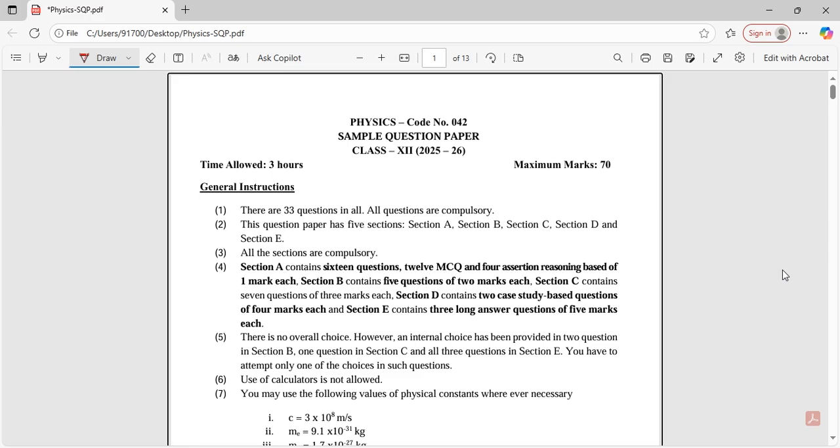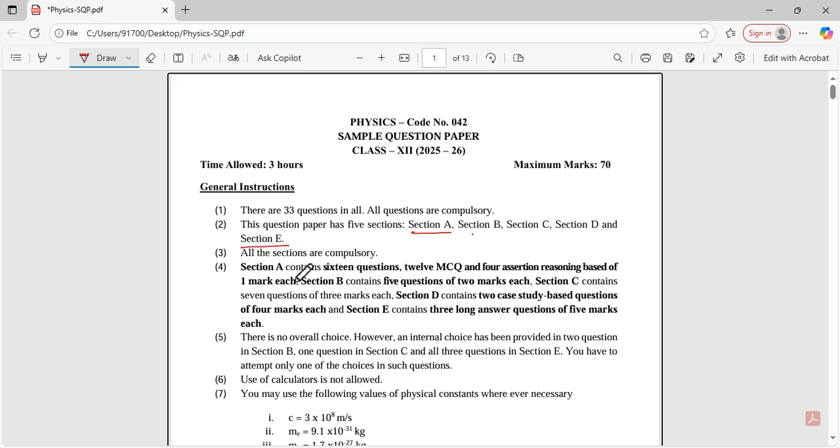We solve all the questions, this is a composite paper. There's a general instruction. Today's lecture will solve the maximum number of questions, and the next part will solve the rest of the numericals. Here there are 33 questions, all compulsory. This paper has 5 sections: A, B, C, D, and E. All sections are compulsory.